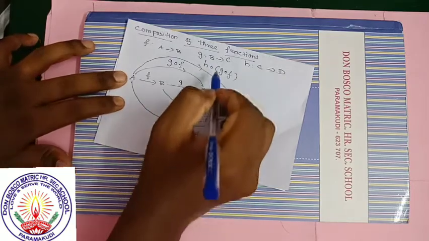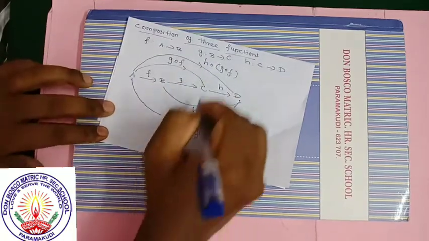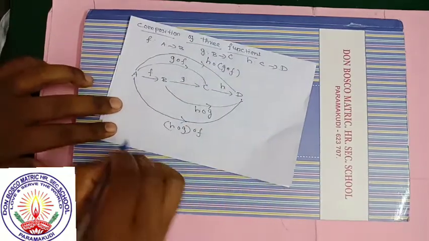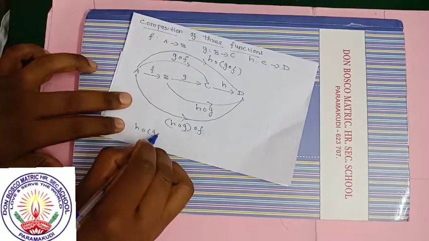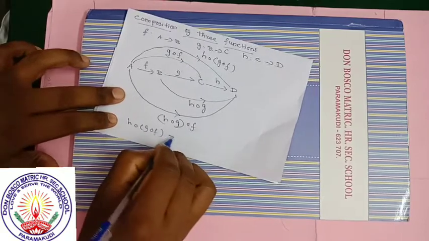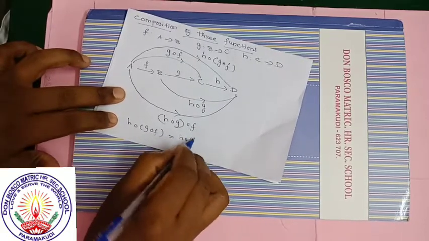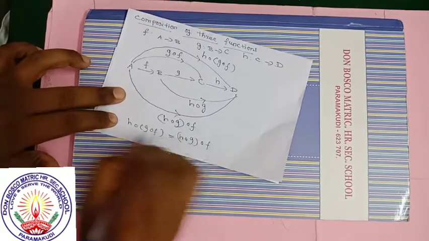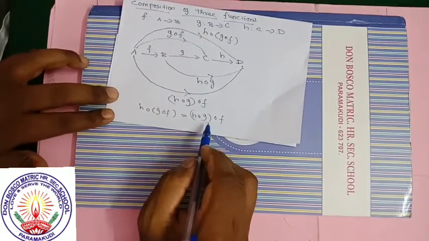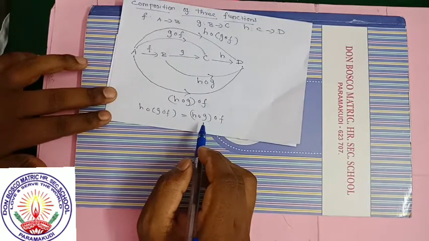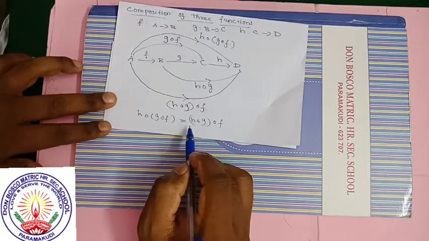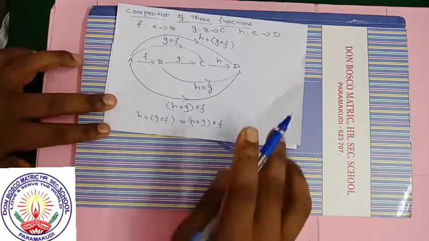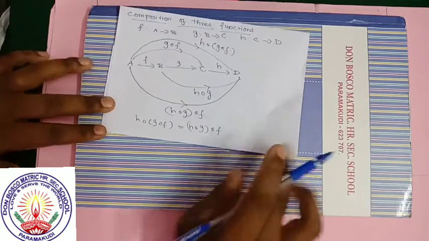Here the brackets are interchanged, but both are the same function. Therefore h composition (g composition f) is equal to (h composition g) composition f. This is the associative property of composition of functions. In composition of functions, it is not commutative, but the associative property holds. This is the composition of three functions.